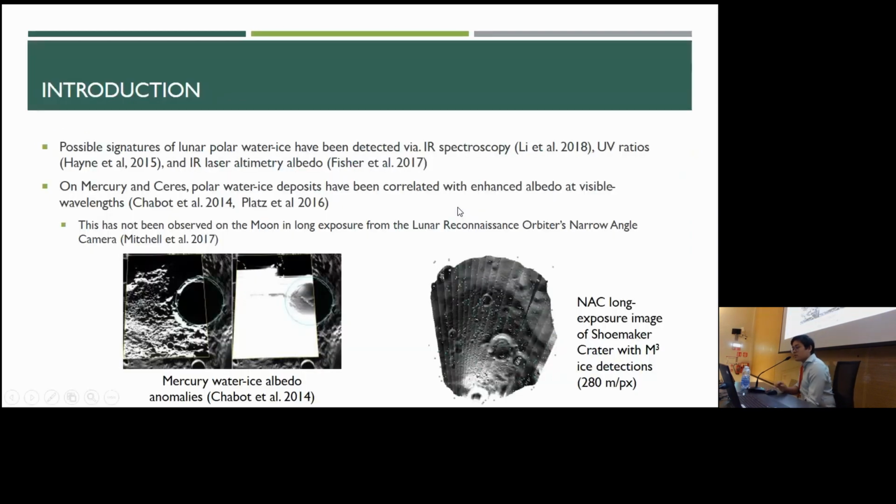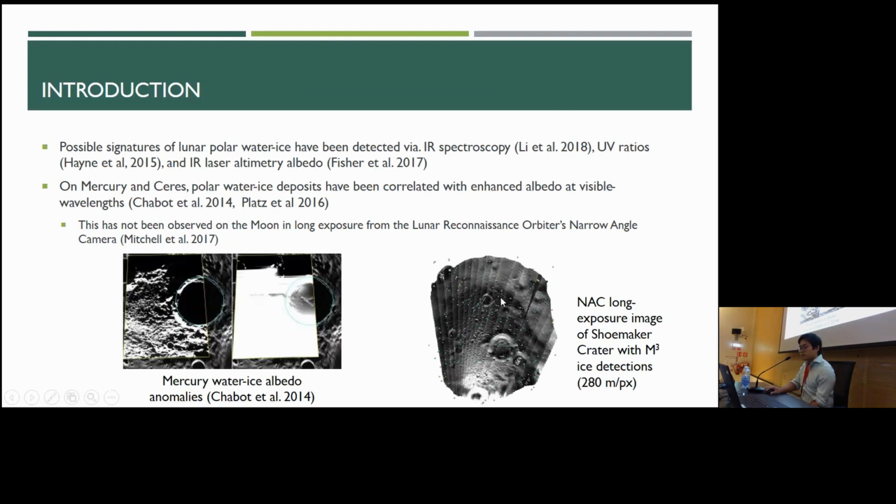Possible signatures of lunar polar water ice have been detected in a variety of different data sets. My focus is going to be on the IRIS spectroscopy data set from M-cubed. However, on Mercury and Ceres, polar water ice deposits have been correlated with an enhanced albedo at visible wavelengths as opposed to IR. And this has not been observed on the moon in long exposure images from the NAC, like we saw in a couple presentations ago.